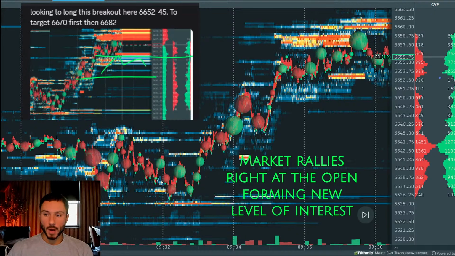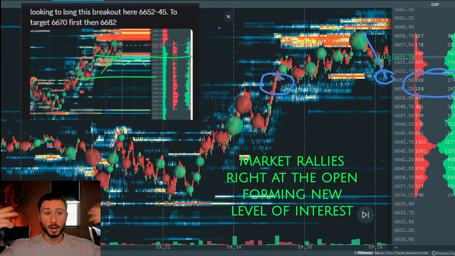So here on the market's rally, we see a significant level of low volume. I guess you could call this a low volume node. I would just call this a volume shelf, or significantly lower volume. And this formed because this move up right here was so violent, so aggressive, that the market did not spend much time there and it did not transact much volume there. So my thesis here was looking to long a pullback into this. If it could hold, I would then target upside levels.